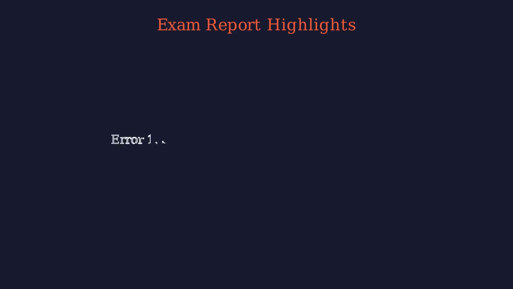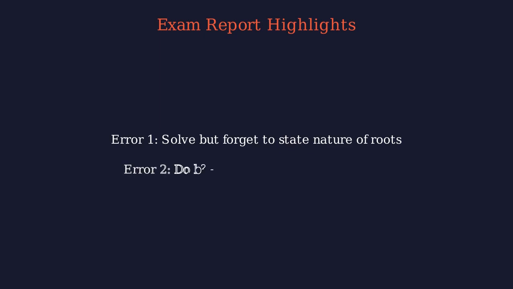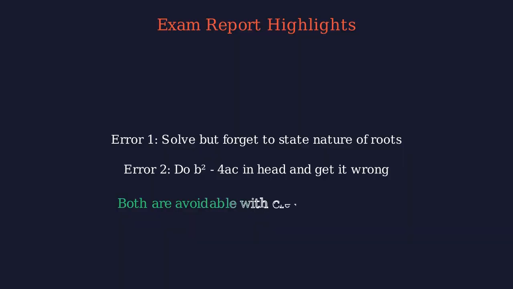News recap. Exam report. Examiners repeatedly flag two recurring errors in their reports. First, students solve and give numbers but forget to state the nature of the roots. Second, arithmetic on b squared minus 4ac is done in the head and is wrong. Both are avoidable. Using the discriminant as your first step and writing the calculation clearly recovers marks even when solving the roots is messy. Examiners love that clarity.